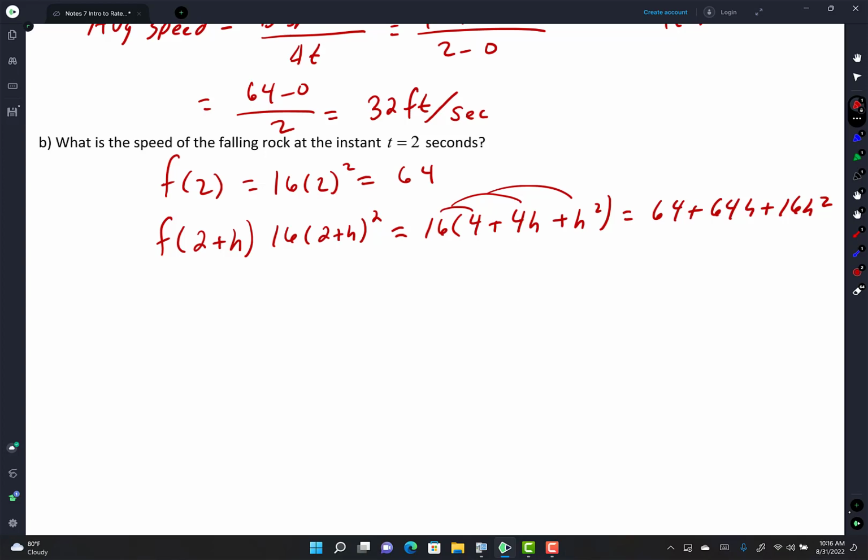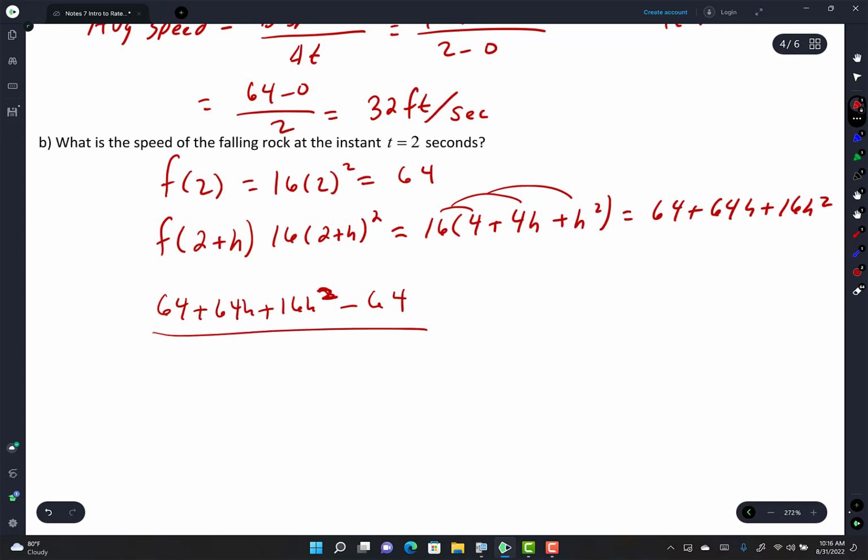Here's my hack. Remember that this tells me my position of the rock, right? So the only way that I can find my instantaneous velocity, the only way I can find my average speed, well, speed is displacement divided by time. So here's my final position, 64 plus 64h plus 16h squared, minus my initial position, 64, divided by 2 plus h minus 2. That's my change in time.